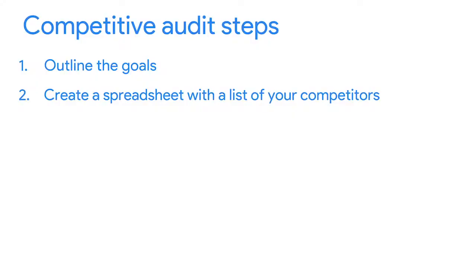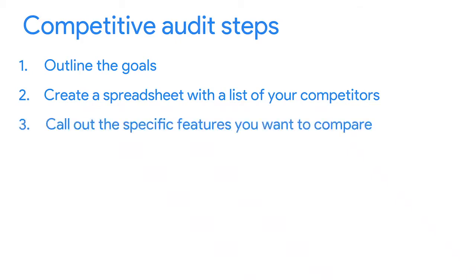With your list of competitors in mind, you're ready for step 3. Call out the specific features you want to compare. This list of features should align to your goals for the audit. The names of your competitors are listed down the left side of the spreadsheet, and the names of the features you want to compare are listed across the top.